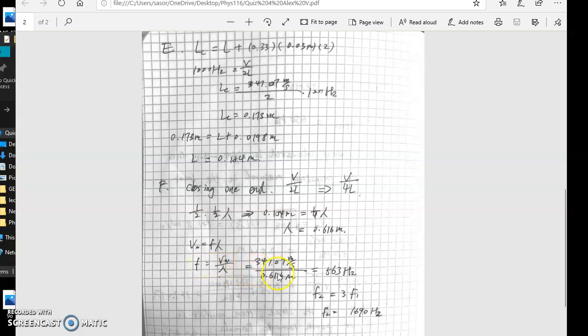It turns out the first fundamental frequency is now 563 Hertz. And the third harmonic would be 1690 Hertz.